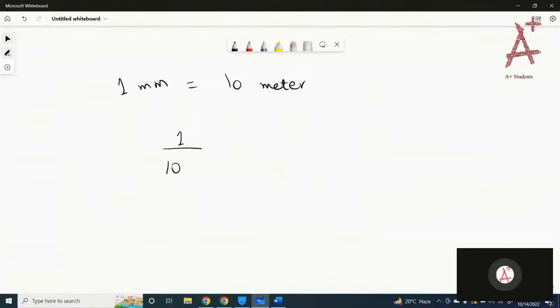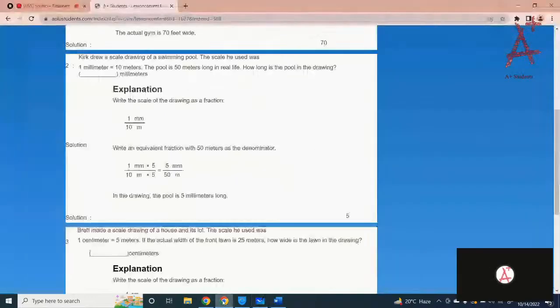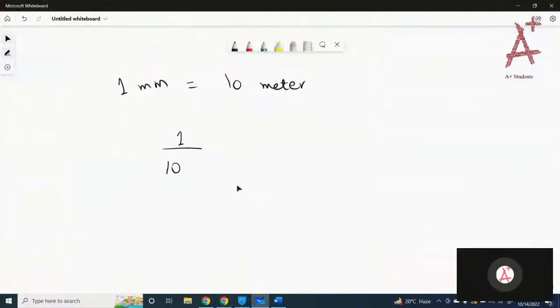Now originally I think it is 50. The pool is 50 meters long in real life. How long is the pool in the drawing? Got it? So 50 meters long. So make the denominator 50 meters. To make the denominator 50, just multiply both the numerator and denominator by 5. So 5 times 1 is 5 and 5 times 10 is 50 meters. That means if it is originally 50 meters, in the scale it would be 5 millimeters. Got it?